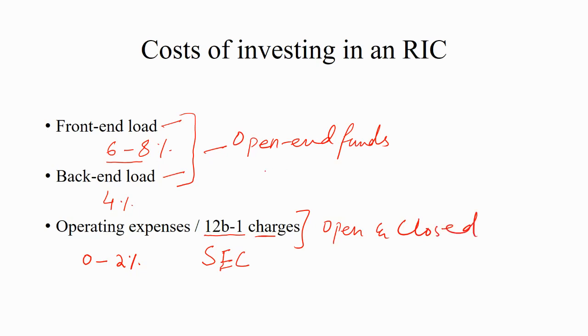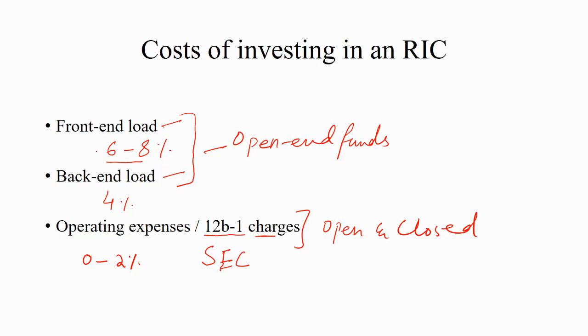Fine. So this is point number one. Point number two, operating expenses and 12B1 charges are charged annually as part of the procedure of the RICs. Whereas the front-end and back-end loads are only charged when there is a redemption or an investment accordingly. So front-end loads are only charged when an investor invests the money, and back-end loads are only charged when an investor withdraws or redeems his shares.